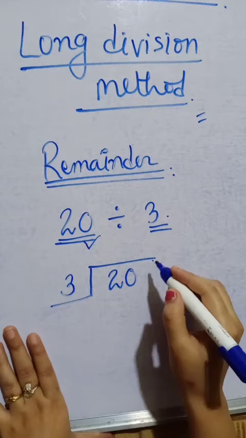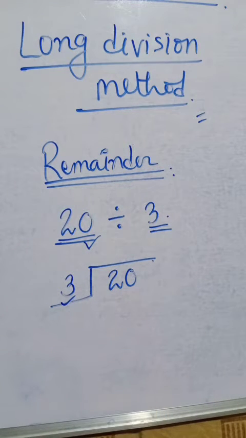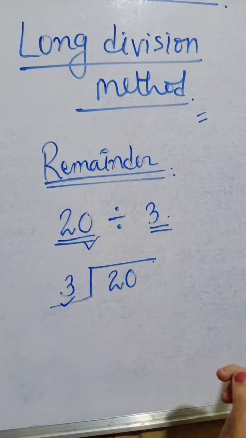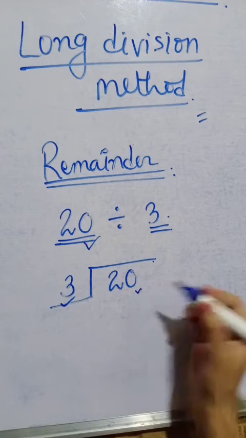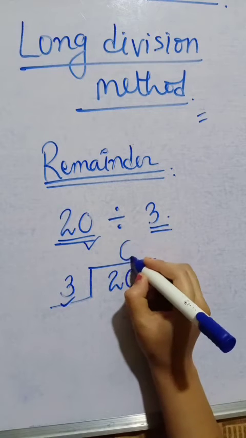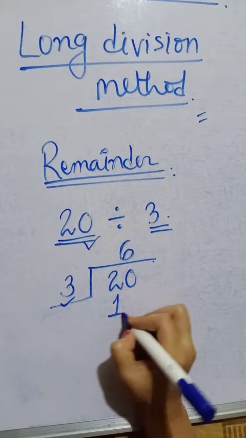Now we have to read the table of 3. So in the table of 3, 20 doesn't come. We have to read the table. 3 5s are 15, 3 6s are 18, and 3 7s are 21. 21 is more than 20, and 3 6s are 18. So we will go with the lesser number, that is 3 6s are 18.